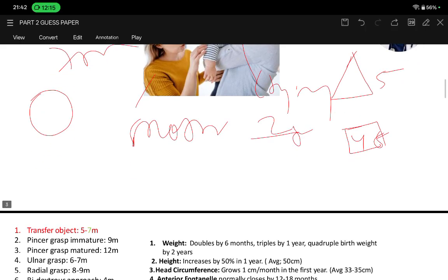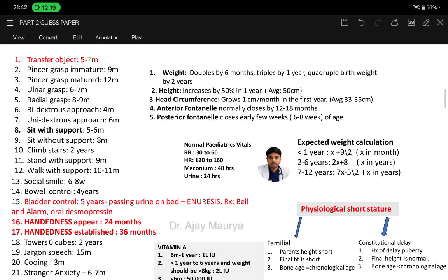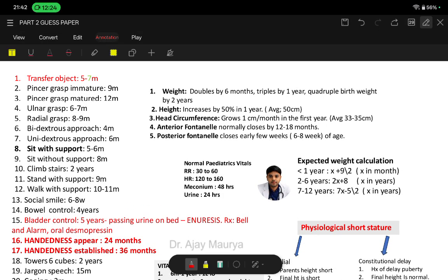Okay, next one we are moving. There are some important milestones you have to master. Most probably in the last exam, they mostly asked this: transfer objects at 7 months, sit without support at 6 months. This is an exam question. And social smile at 2 months. Okay?